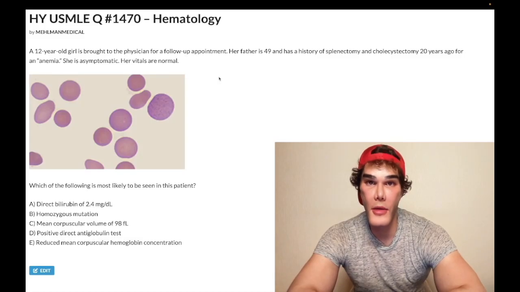How's it going, guys? We have a medium difficulty question for hematology. A 12-year-old girl is brought in for a follow-up appointment. Her father, 49 years old, has a history of splenectomy and cholecystectomy 20 years ago for an "anemia," in quotes. She is asymptomatic. Her vitals are normal.